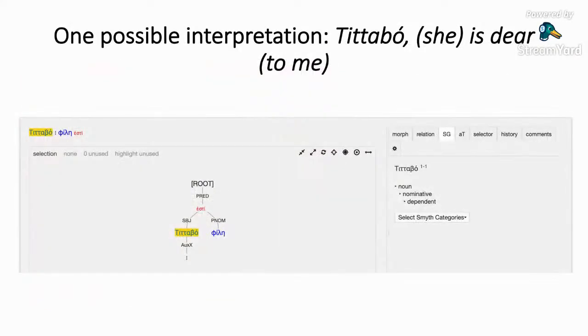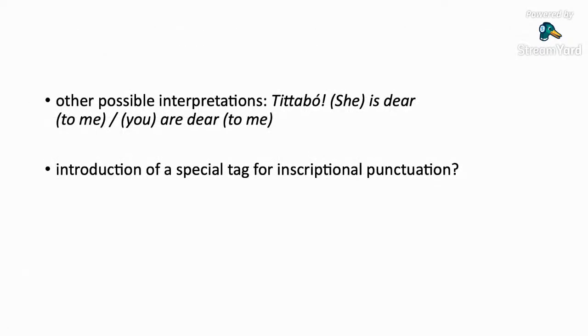So this could be an interpretation. So Teta Bo, she is dear to me, and then in this case the 3 points are taken to be a kind of comma, and here we added the copula, but of course there could be other solutions. So for example, it could be an exclamation.